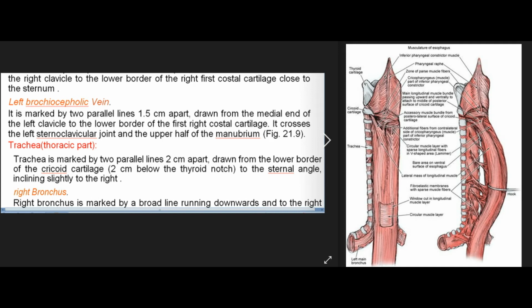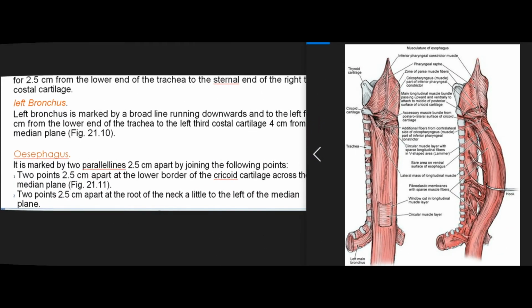Trachea, thoracic part. Trachea is marked by two parallel lines 2 cm apart, drawn from the lower border of the cricoid cartilage, 2 cm below the thyroid notch, to the sternal angle, inclining slightly to the right. Bronchus. Right bronchus is marked by a broad line running downwards and to the right for 2.5 cm from the lower end of the trachea to the sternal end of the right third costal cartilage.